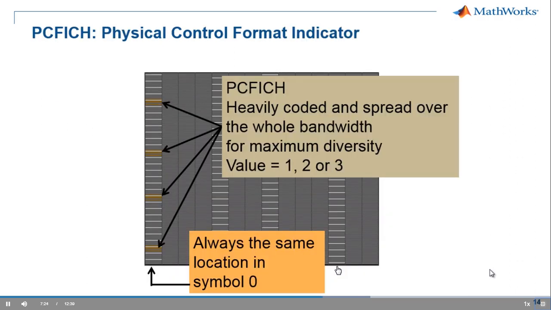That is why there is a channel called the Physical Control Format Indicator channel, or PCFICH. Its goal is to indicate the format of a control section. The only information it carries is a single scalar value, 1, 2, or 3. This is the number of control symbols in the current subframe. As this piece of information is crucial, otherwise you get the whole subframe wrong, it is heavily encoded and transmitted over 4 groups of frequencies, about a quarter of a bandwidth apart for maximum diversity. It's always at the same location in symbol 0. So we can read and decode it, and from there, we know how many control symbols there are in the subframe.